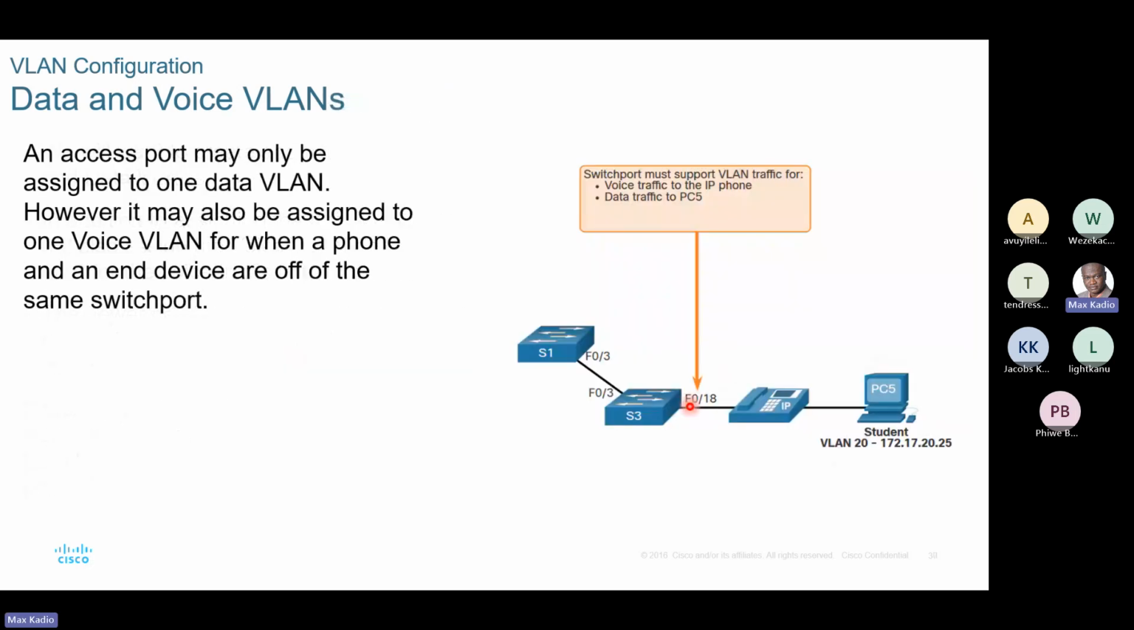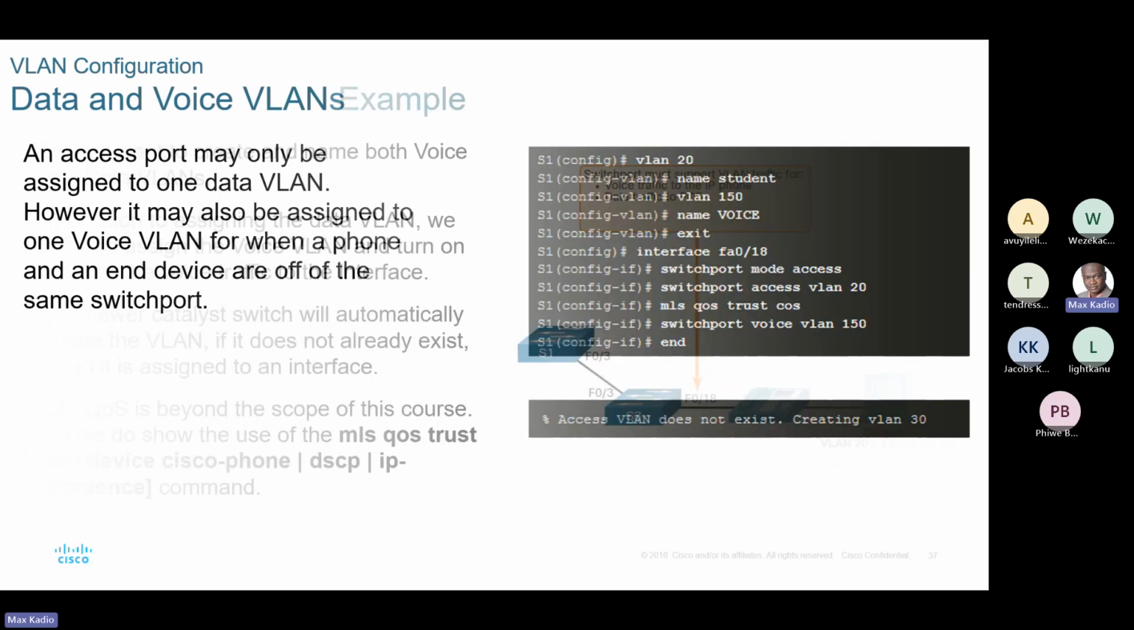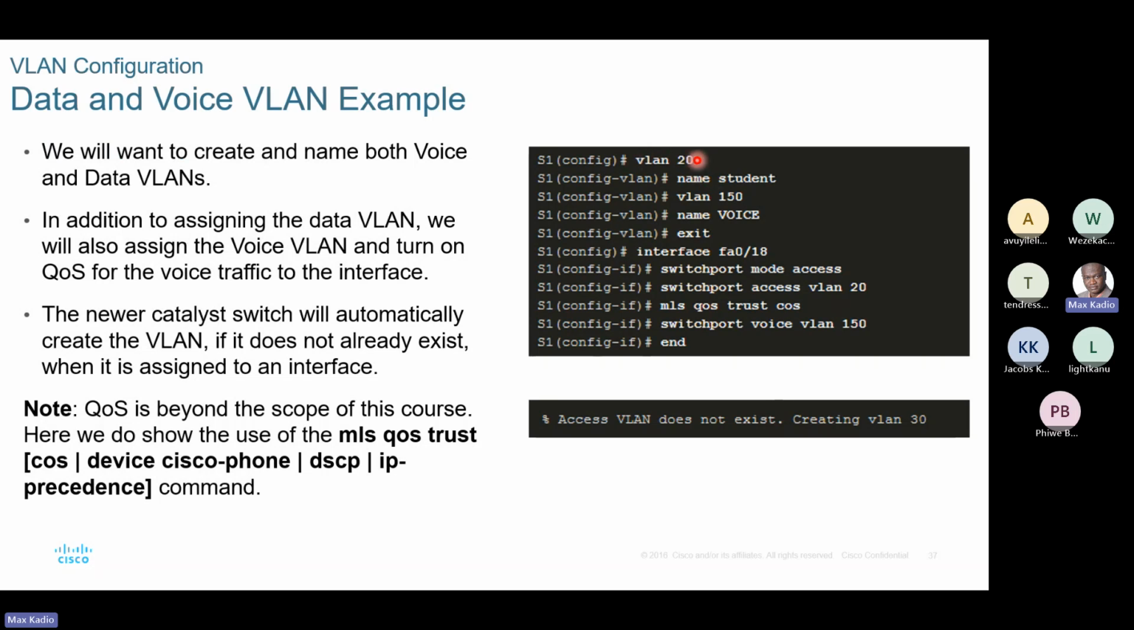So on F0/18, I have my normal PC, that's what we did before, and a voice IP phone. You create VLAN 20 for the data, then you create a VLAN for voice. You go to the interface, you assign that port to VLAN 20, and you add the config for the voice. You can also check that.